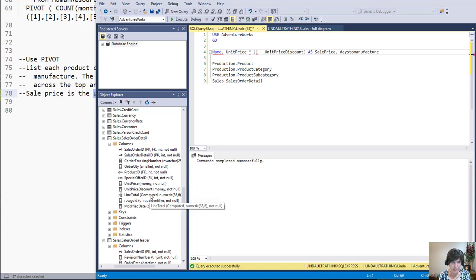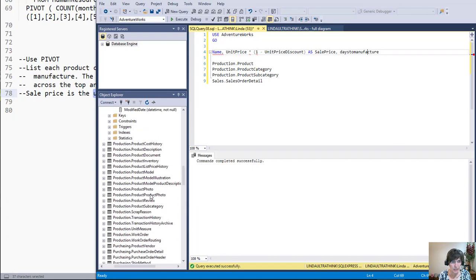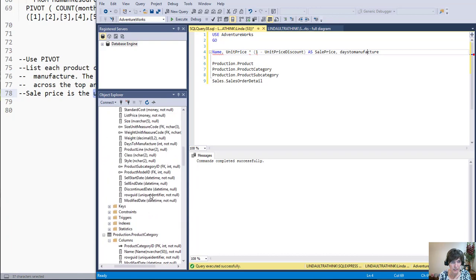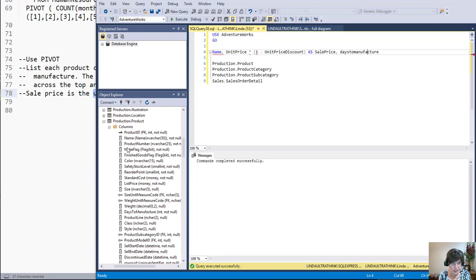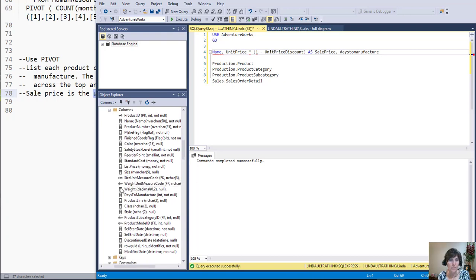All right, the last thing we need is days to manufacture, and that's not in sales. Let's go back up to production, and we've got product table open. And there it is, days to manufacture. So it's actually a column in there in the product table, and we've already got the product table listed there. Days to manufacture. All right, so those are the values that we need to get in our table to start our pivot query.